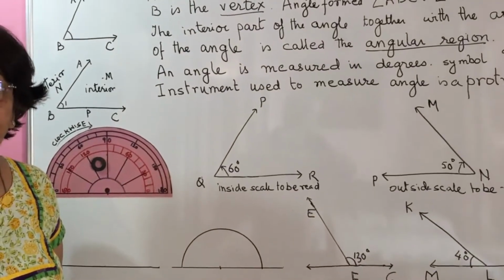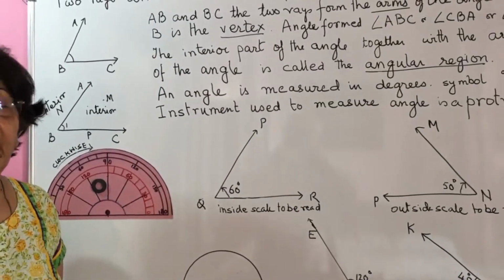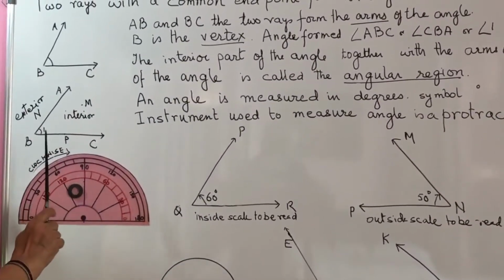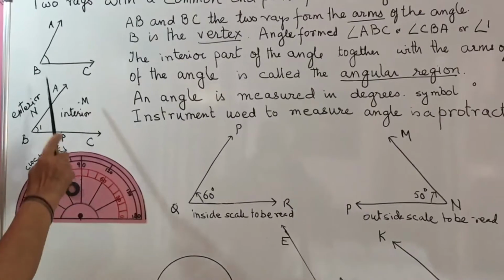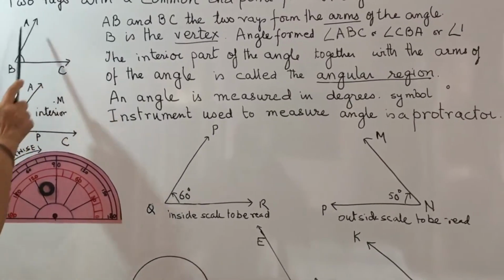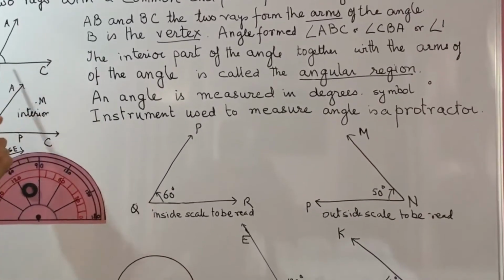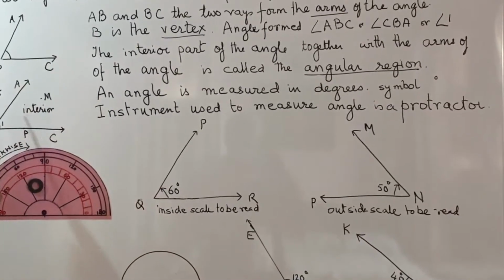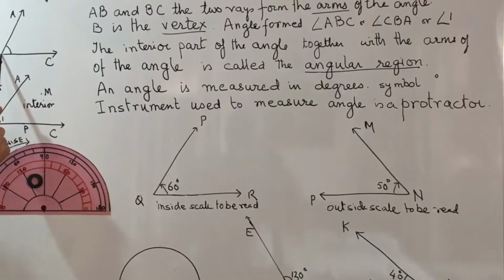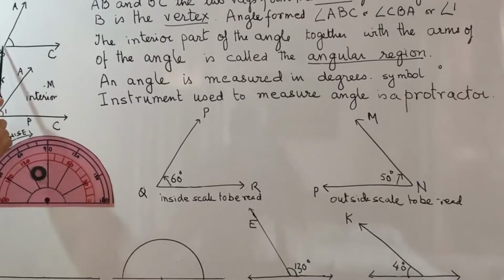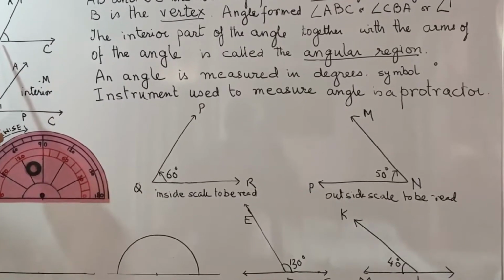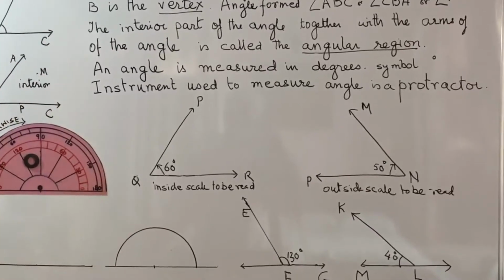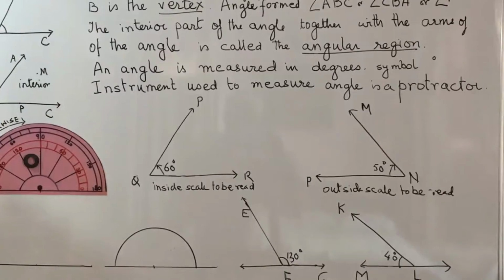Today we will study angles. Two rays with a common endpoint form an angle. I have drawn here an angle ABC. BC and BA are the two rays which have a common endpoint at B. B forms the vertex of the angle and BC and BA form the arms of the angle.